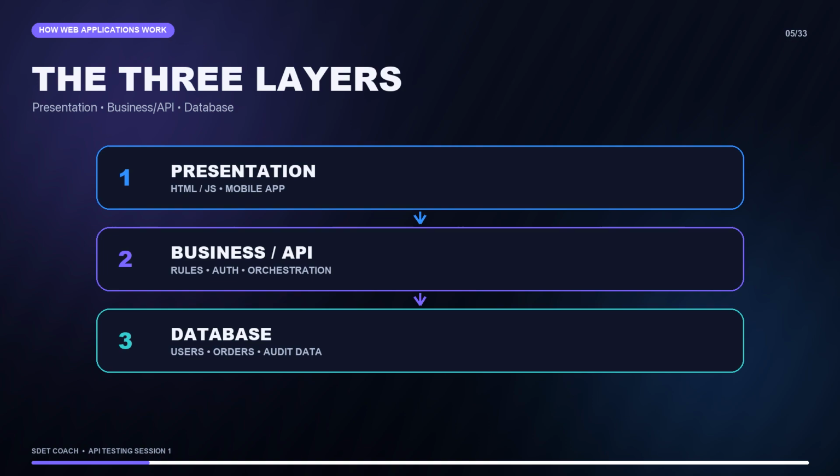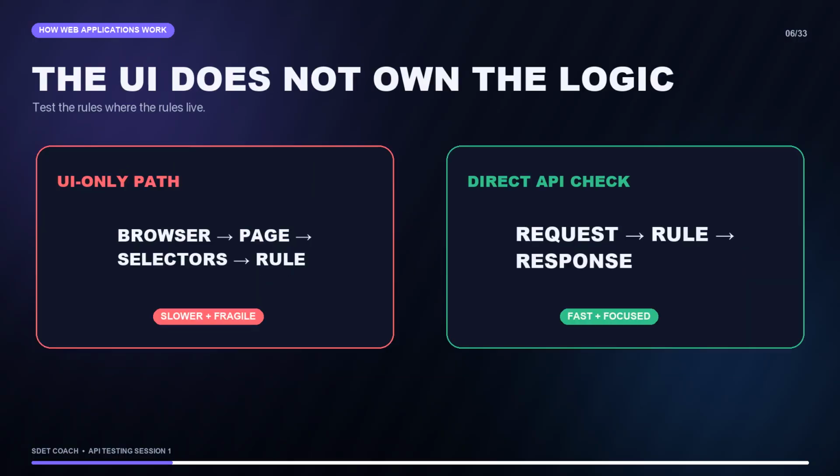UI tests check the whole experience, but they are slower and sensitive to layout changes. API tests target the rules below the interface. Database checks can confirm persistence when appropriate. A balanced strategy uses each layer for the evidence it is best at providing, instead of forcing every scenario through the longest path. Here is the key insight, and it is worth slowing down for.